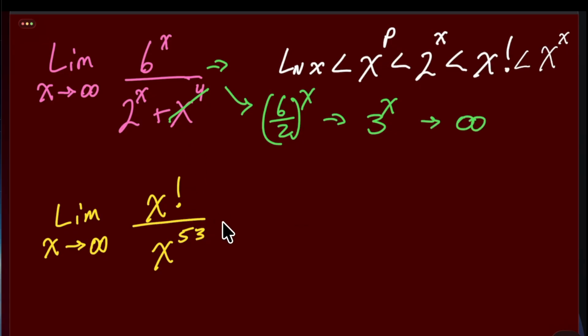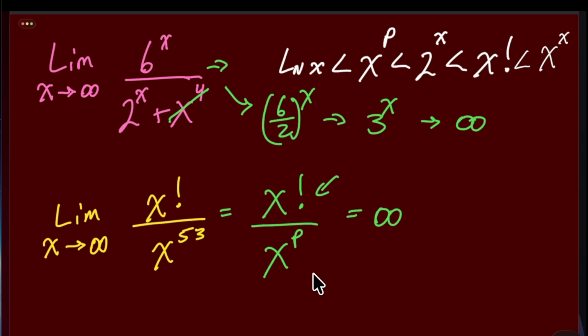Now down below, to do this limit, we have to extend our list to include the factorial function, which is very fast. Not quite as fast as x to the x. So down here, this is going to be x factorial over x^p. That's going to dominate, and we're going to get infinity.